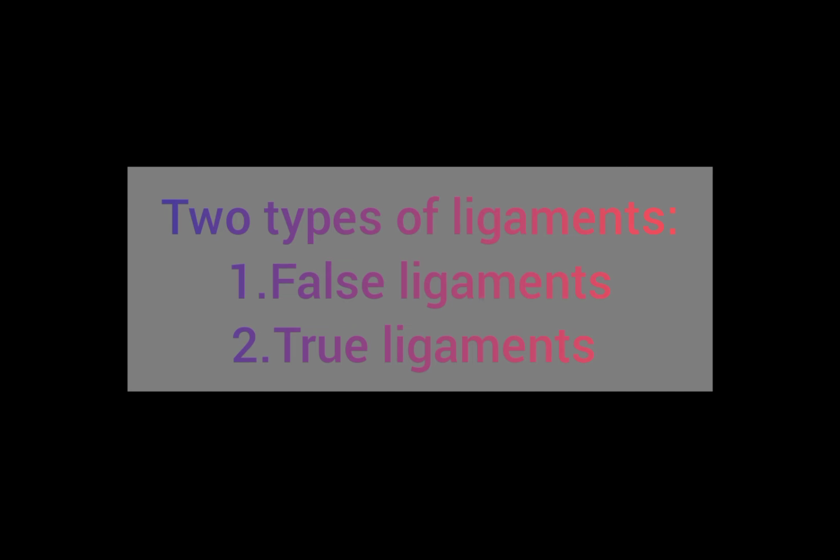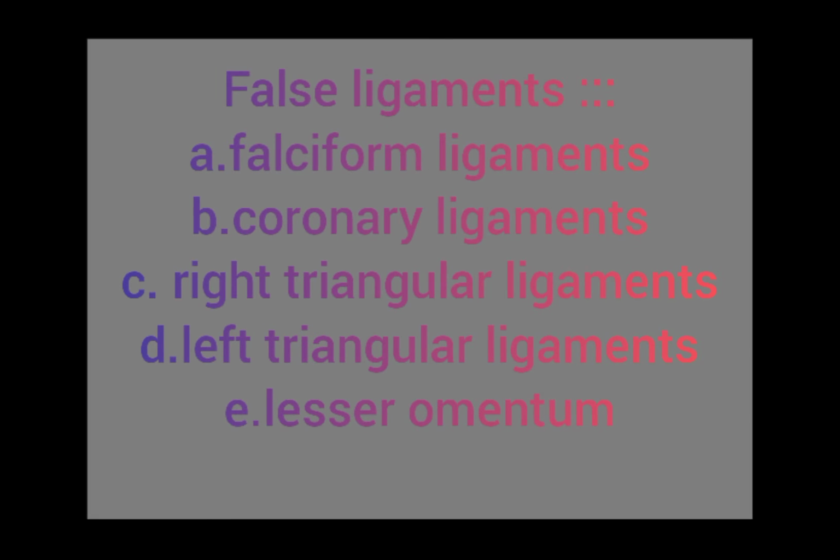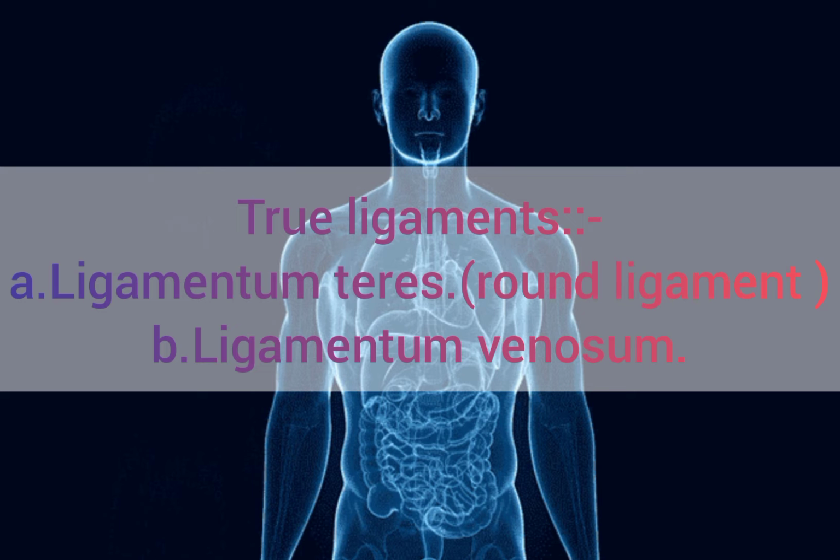Now, the fourth feature is the ligament. There are two types of ligament in the liver. The first is the false ligament, and the second is the true ligament. Which are the false ligaments? The false ligaments are the falciform ligament, coronary ligament, right triangular ligament, left triangular ligament, and lesser omentum. The true ligaments are the ligamentum teres and ligamentum venosum.